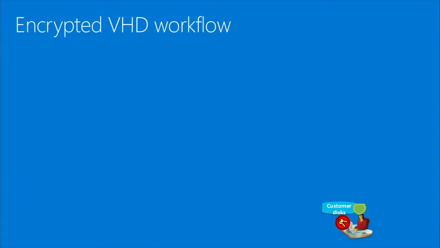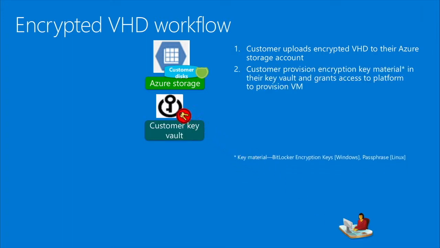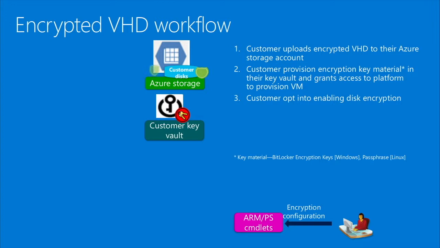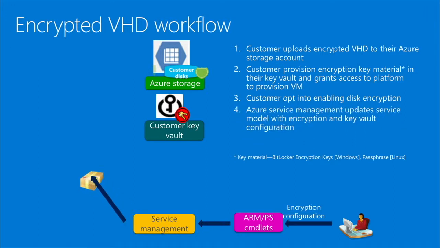Now, in this case, what you have seen here is you have the encrypted VHD on your on-prem. You created that encrypted VHD, you come to Azure, and you upload that encrypted VHD into your Azure storage. You upload the BitLocker encryption keys or the Linux passphrases into your key vault, the key vault which Sumedh was showing earlier how to create. And then once you have done that, you come to Azure. In this case, we have shown you through the ARM template how you can point Azure to your encrypted VHD.